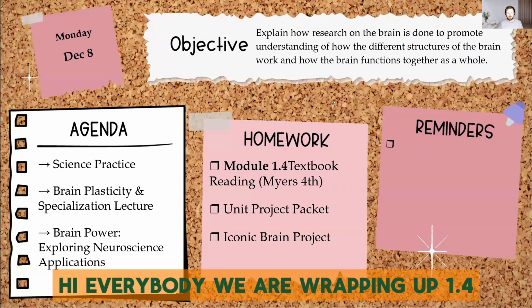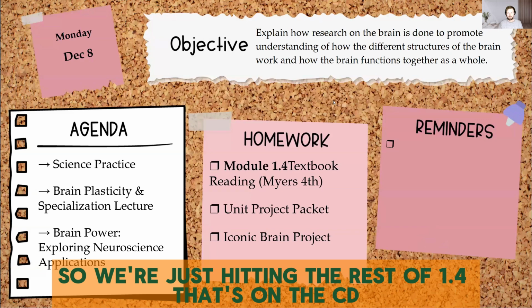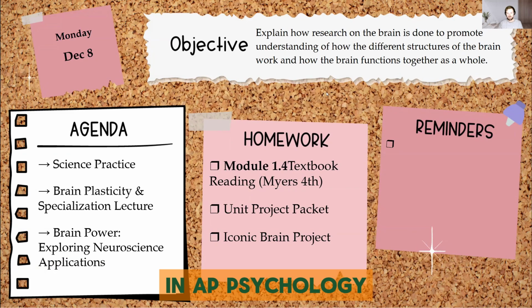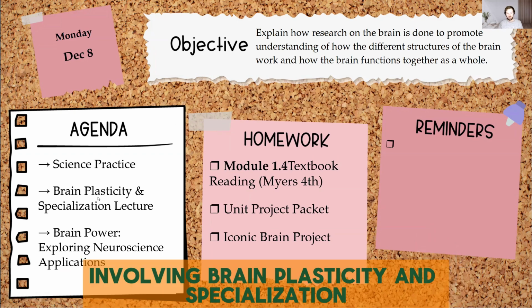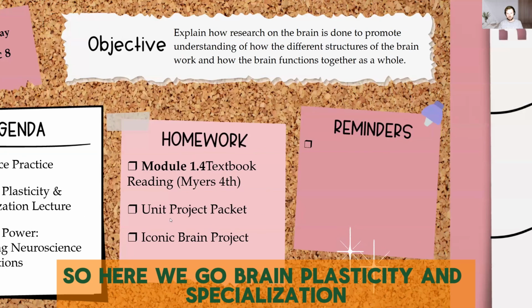Hi, everybody. We are wrapping up 1.4. So we're just hitting the rest of 1.4 that's on the CED. We've learned all the parts of the brain that we need to know in AP psychology, and then there's a few other vocab words that we need to master involving brain plasticity and specialization, and then two types of brain scans. So here we go.